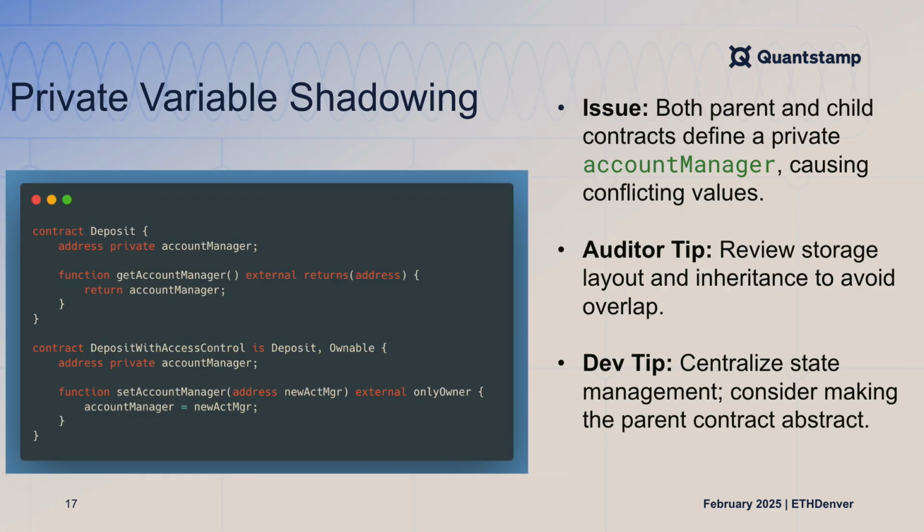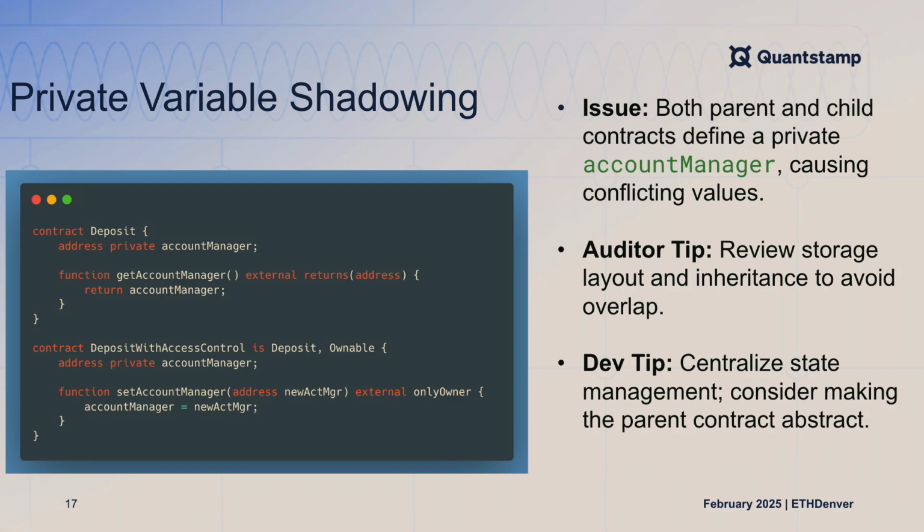Great. So I like this issue because there is no issue, and the compiler actually allows this to happen. But there are some things that can really go wrong here. In this contract, we have a parent contract deposit and a child contract deposit with access control. And I'm sure we can see that both of them are incorrectly declaring a private variable account manager. But because these variables are declared as private, there's actually no collision of this storage, as one account manager lives solely within the deposit contract and another lives solely within this child contract deposit with access control.